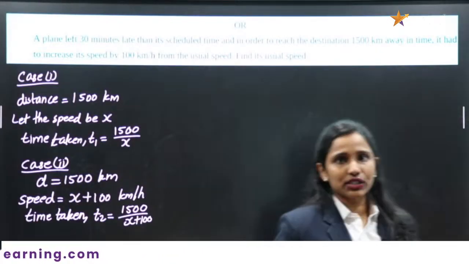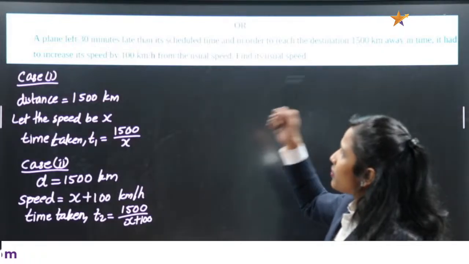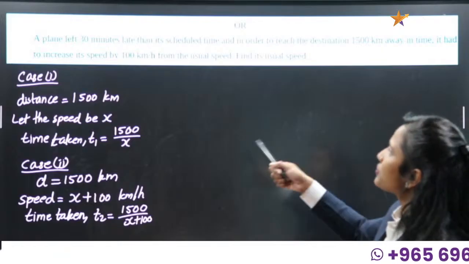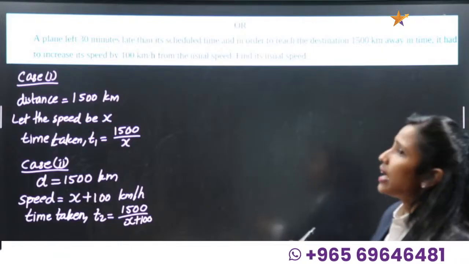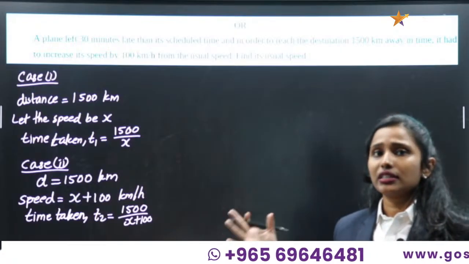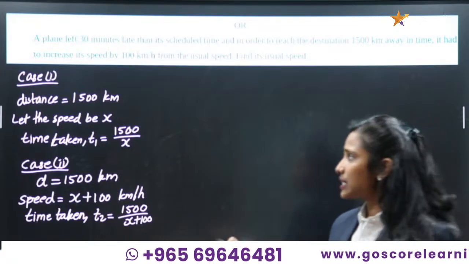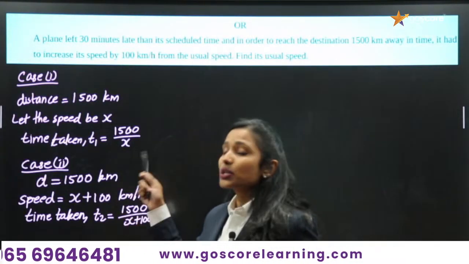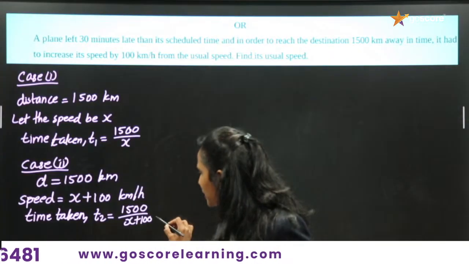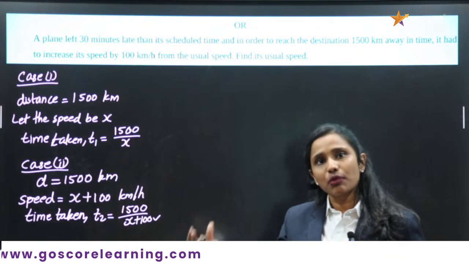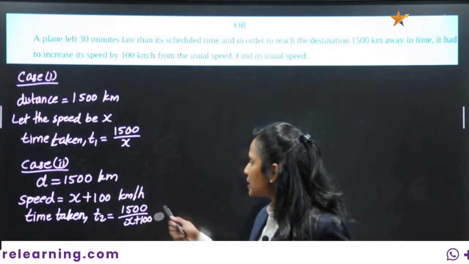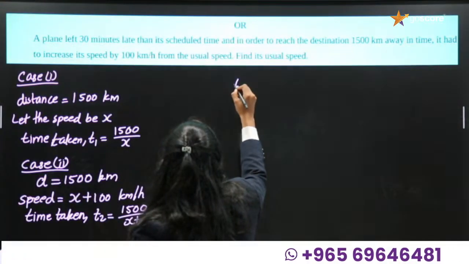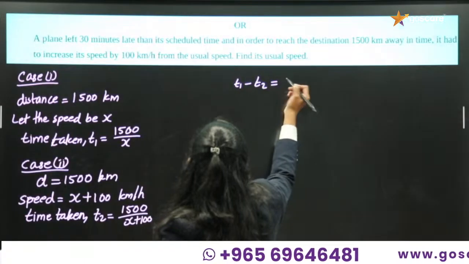Now there is a relation, right? When the plane left 30 minutes late, then they have to increase the speed to reach there in time. So travel time is lesser in case 2. The time taken to reach the destination in case 2 is lesser. When the denominator is bigger, the fraction will become smaller. So you need to think like that. So the difference in time is what? 30 minutes. So T1 minus T2 is 30 minutes.